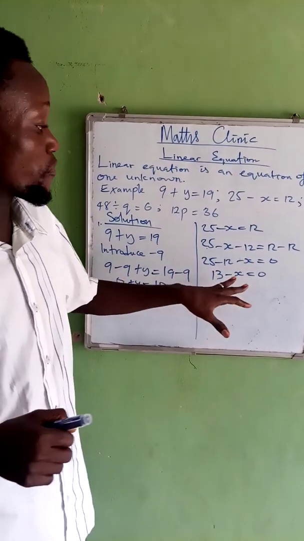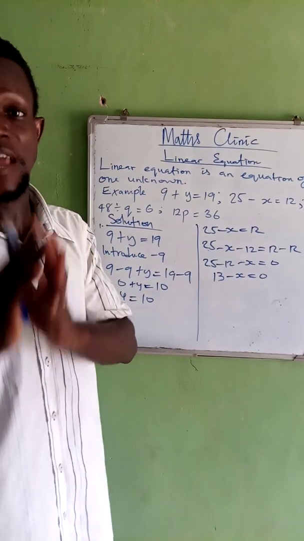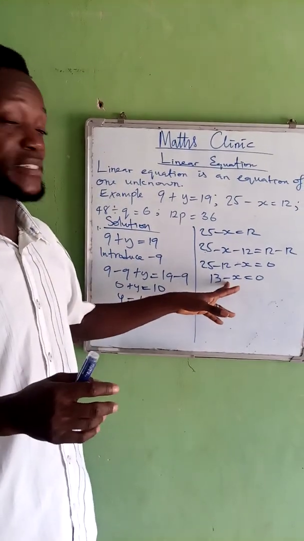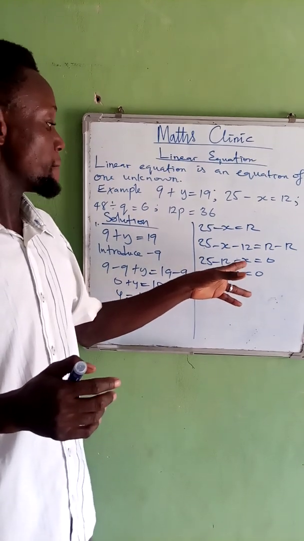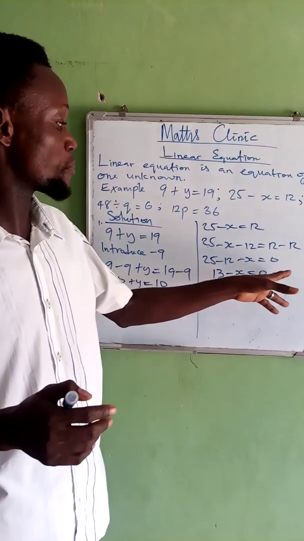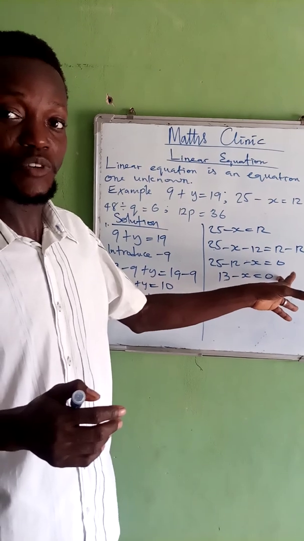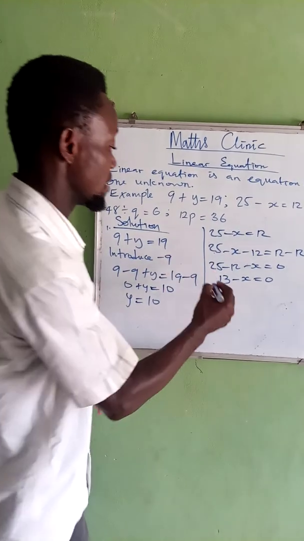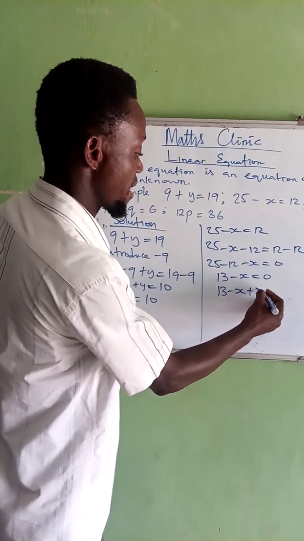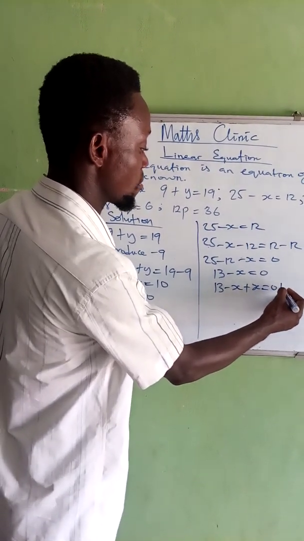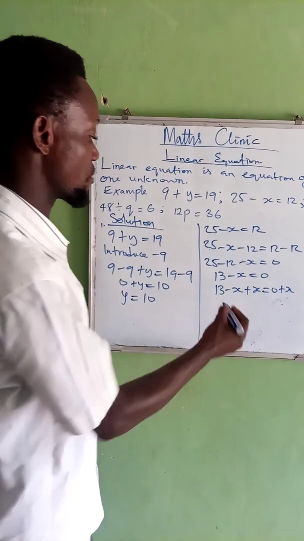Now the value of x is actually a positive x we are looking for, not a negative x as in this case. So now take away x from both sides, take away positive x from here, and take away positive x from this place too. And that will give you what? We have 13 minus x plus x equals 0 plus x.